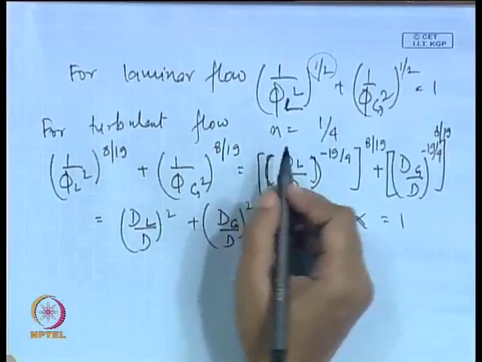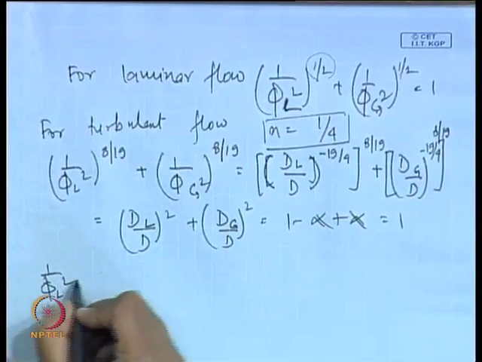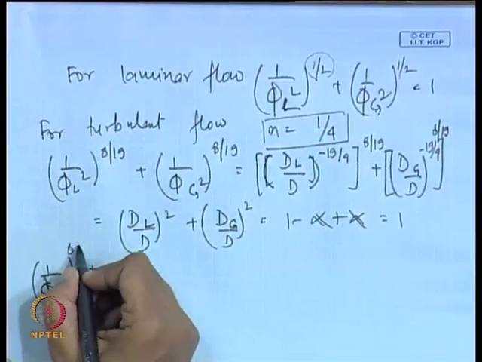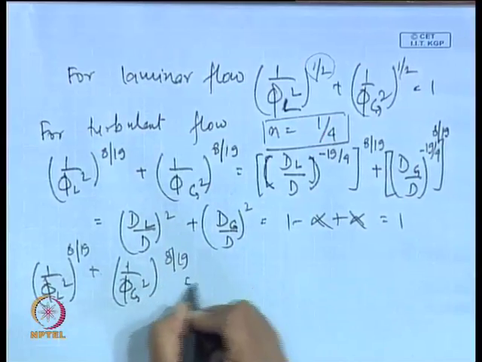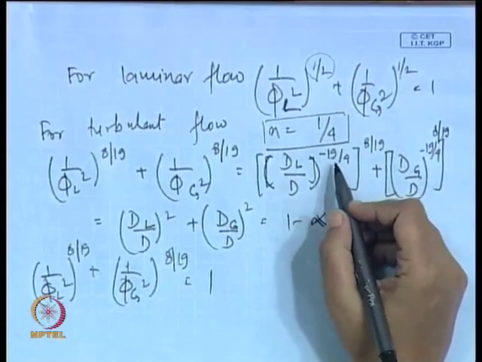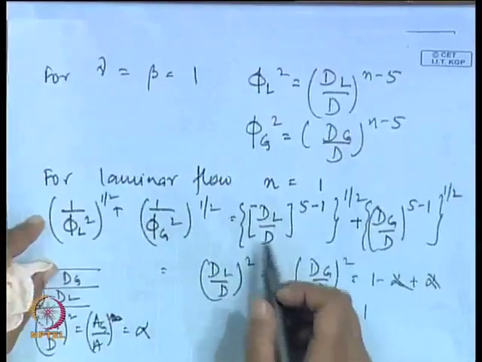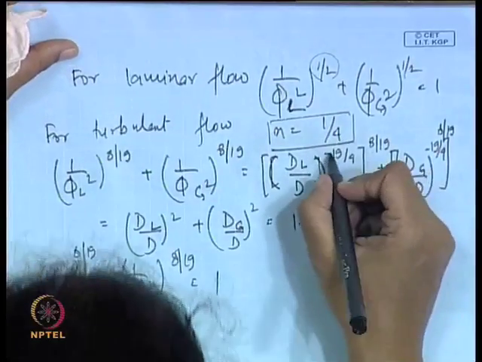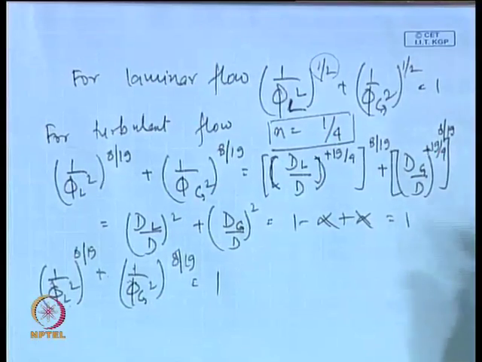So, therefore, for turbulent flow, assuming n equals 1/4, under this condition we find the relationship is going to be 1 by phi L square whole to the power 8/19 plus 1 by phi g square whole to the power 8/19 equals 1. Which one? dl by d, just let me check this up, sorry, very sorry, both of them are going to be plus. Agreed? Small mistakes come up with so many calculations, but if you make the mistakes in the midsem, then I am not going to pardon you. That is the sad part of the story.